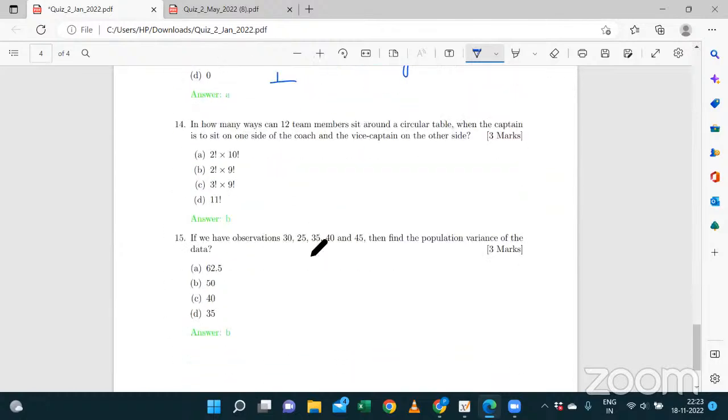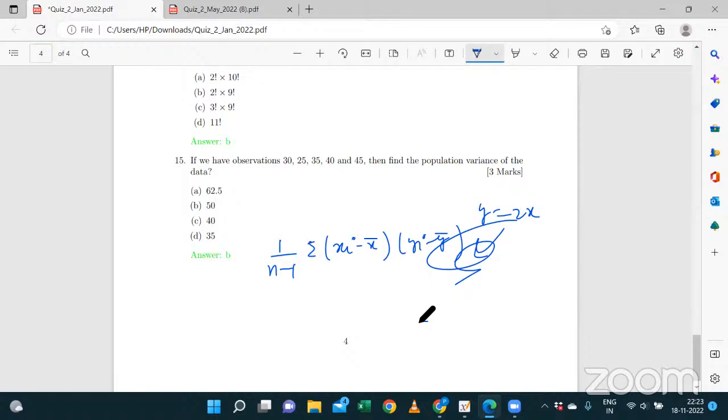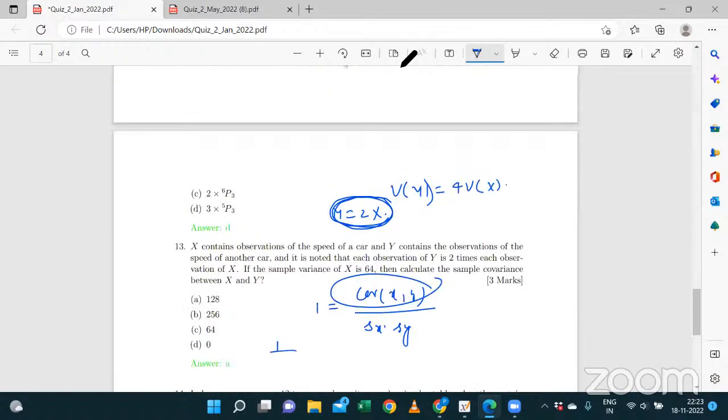Forget about r equal to 1. So covariance is 1 upon n minus 1 summation of (xi minus x bar)(yi minus y bar). So just apply y equal to 2x, as you are given, and you will get the answer. Yes, sir. This point I forgot.